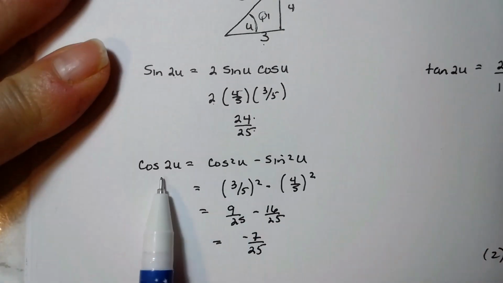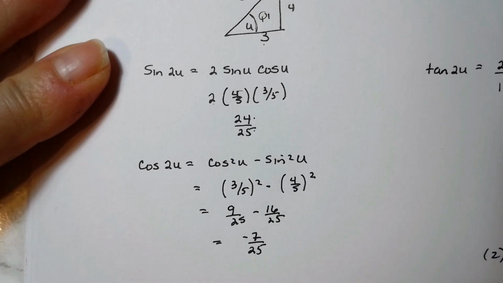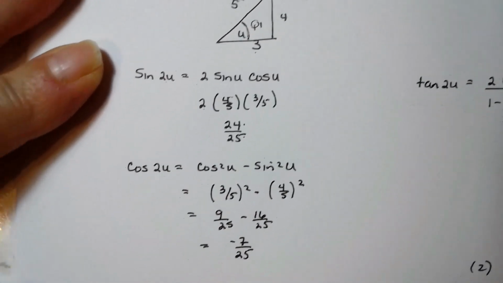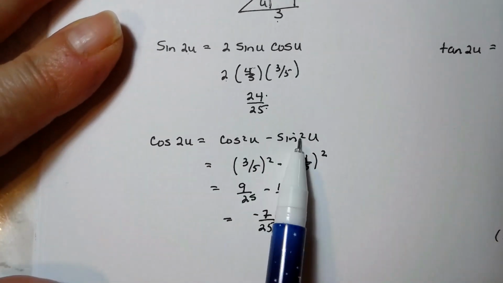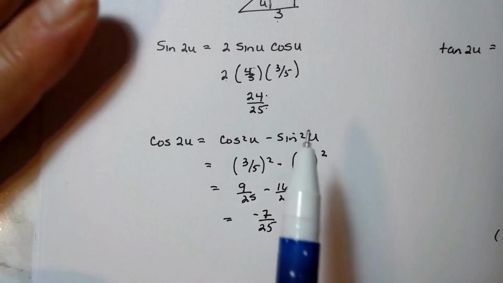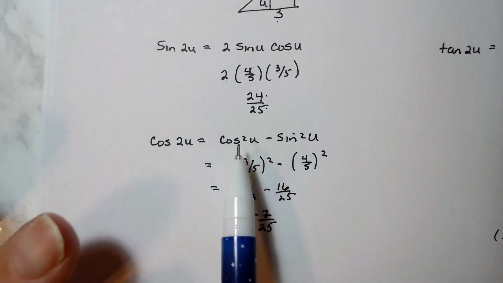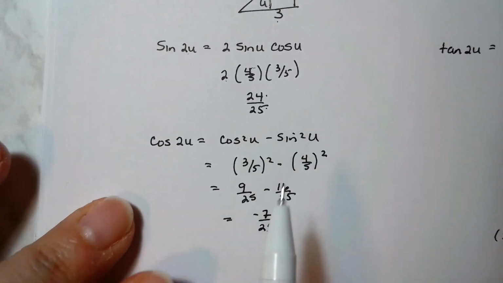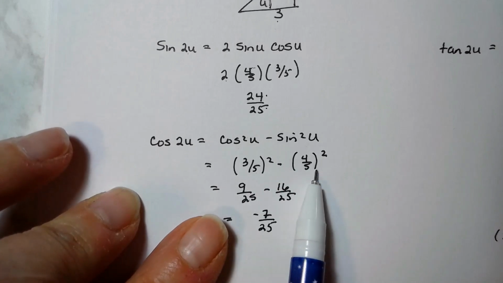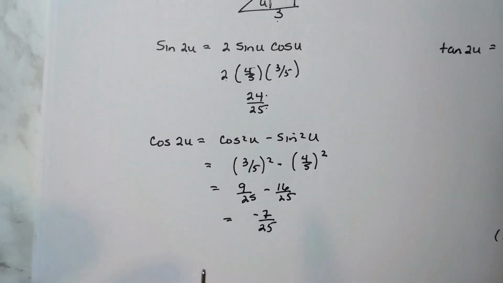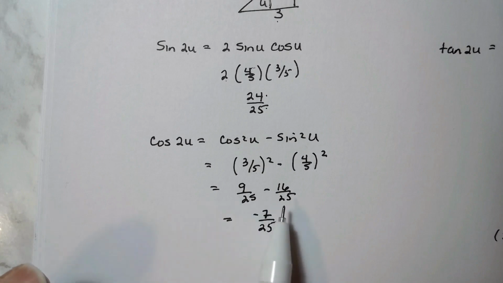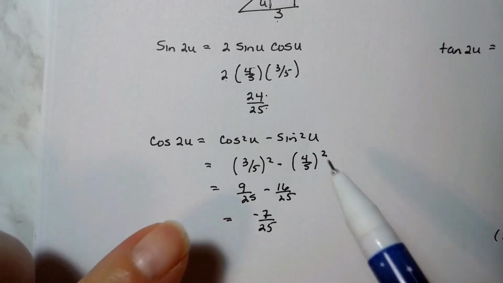For the cosine of 2u, there are 3 formulas you can use, but if you are terrible at fractions, I really suggest that you use this formula here. Why? Because it's going to take anything that's negative and make it positive because you're squaring it, and also it's going to make your denominators the same. So it's going to make the arithmetic easier with the fractions.